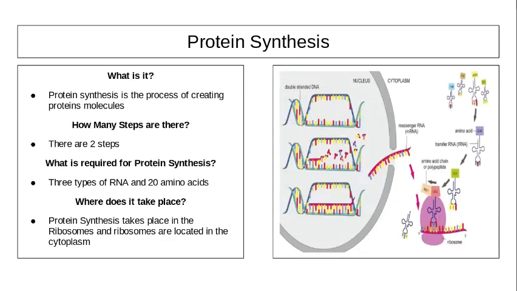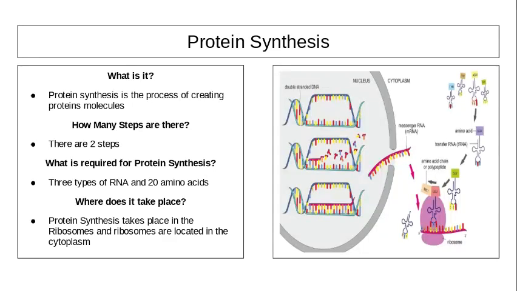The last RNA needed is mRNA, otherwise known as messenger RNA, and its purpose is to receive the genetic code from the DNA and carry it to the cytoplasm, because that is where the protein synthesis is taking place, since the ribosomes are located there.